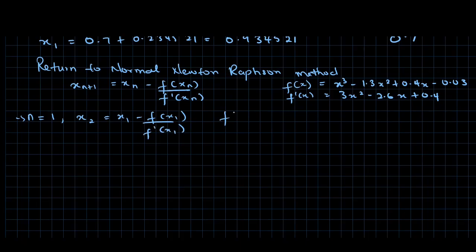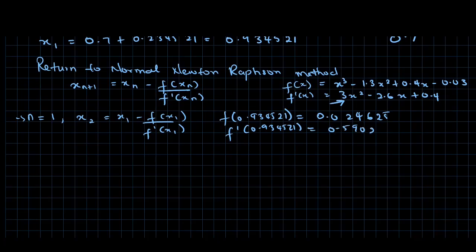So in order to get f(x1), that's f of 0.93451, what we got last, that will be equal to 0.024625. And for the second one, f bar of 0.93451, just substitute into this point, it's going to be equal to 0.590233. Therefore, x2 will be equal to 0.934521 minus 0.024625 all over 0.590233.